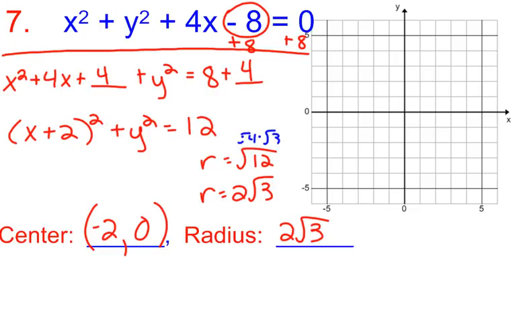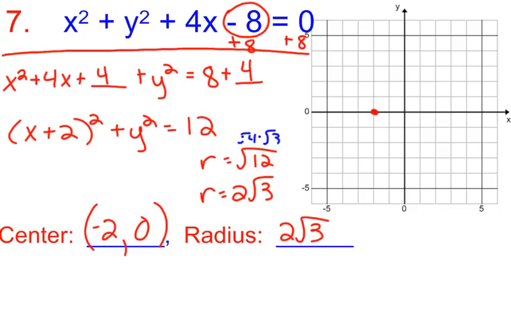And now I'm going to graph this. So I go to -2, 0. How do I go up, right, down, and left 2 root 3? I don't, right? So really what I have to do is find what the square root of 12 is. The square root of 12 is 3.4, I think. Let me punch it in my calculator. My calculator does not want to work right now. Oh, there we go. Square root of 12. 3.46. So 3.46, which is really close to 3.5, right?